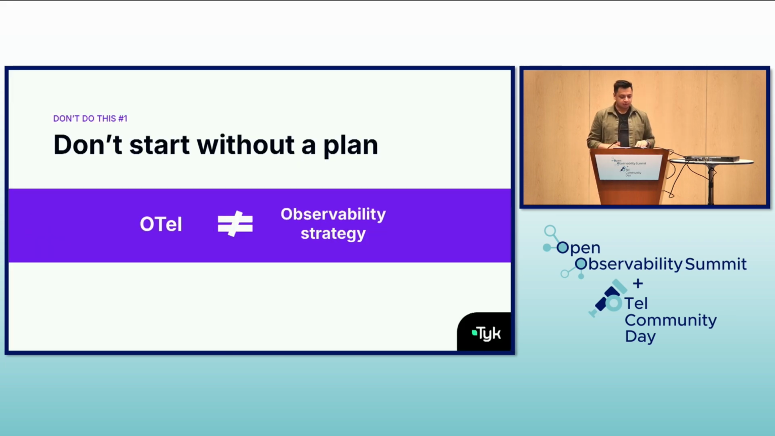So with that, I'm going to start off with the very first don't do this, or as I call it, don't do this number 1. Don't start without a plan. Yes, this is not a technical thing that I'm going to be portraying over here. It's not a technical thing when it comes to OpenTelemetry. But don't start without a plan. And to add to that, OpenTelemetry, as amazing as it is, is not your entire observability strategy. It cannot be, it should not be, and please don't make it be so.